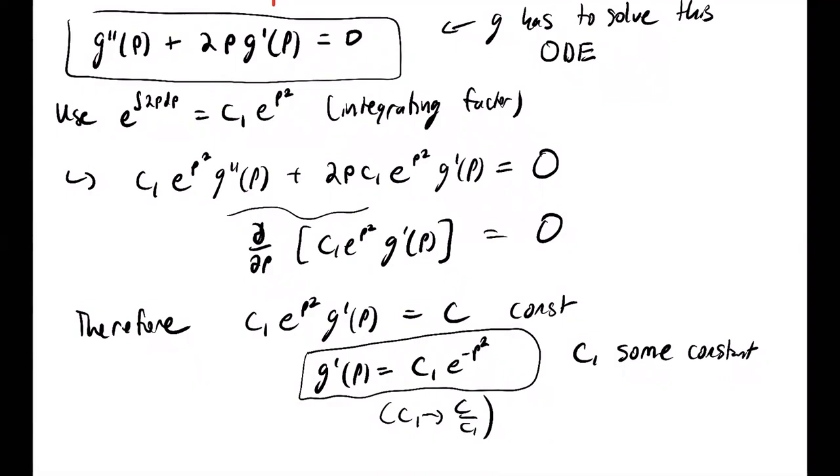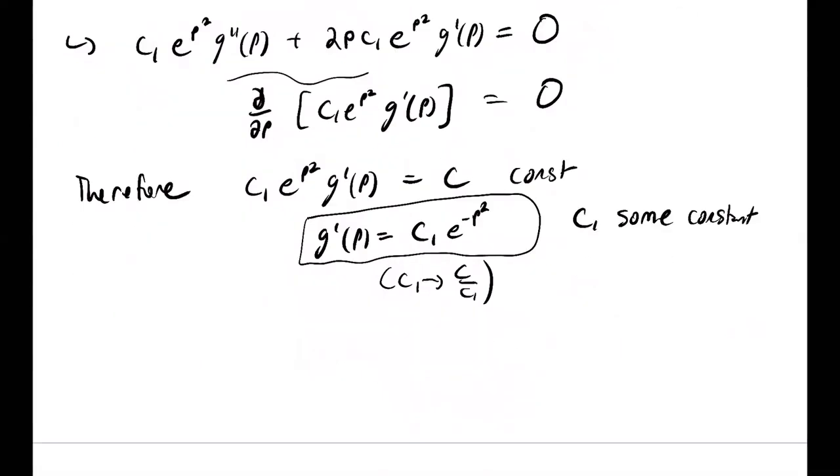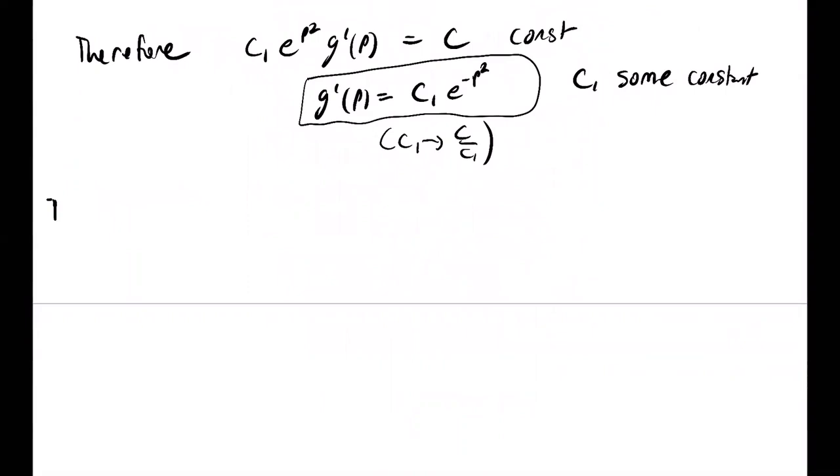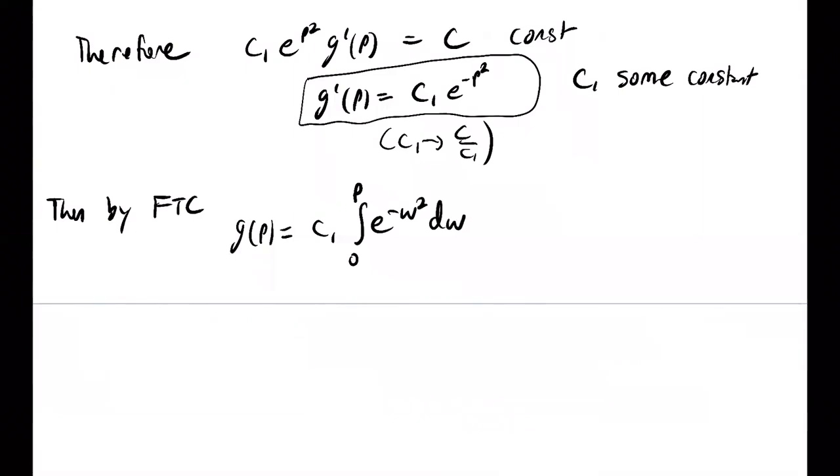Great. Okay, and so now we know what the derivative of g is. And if we know what the derivative of g is, then just using the fundamental theorem of calculus, we can get a formula for g. So by the fundamental theorem of calculus, just take the antiderivative, and that's what g has to be. So g of p is equal to some constant c1 times the integral from 0 to p of e to the minus w squared dw, where w is just my dummy variable, and then plus some other constant c2.